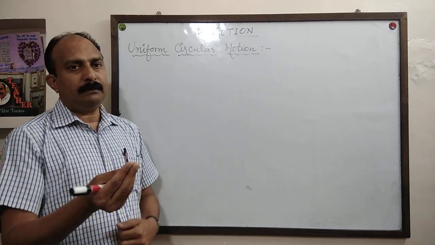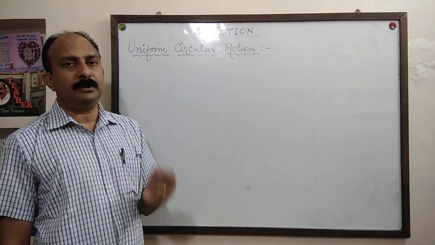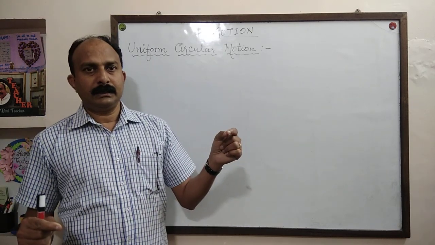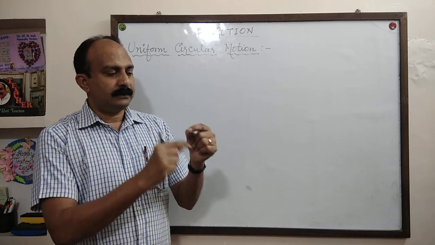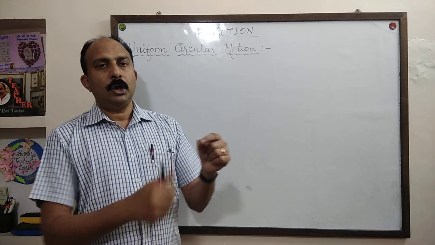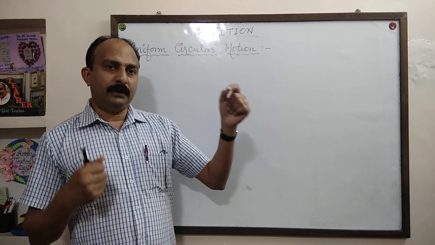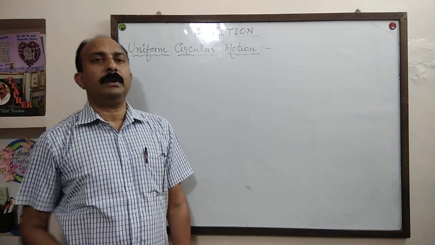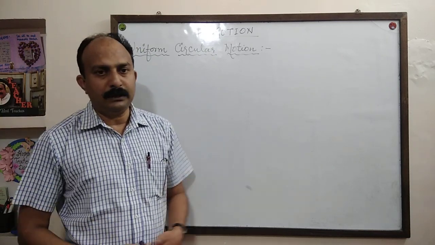I will explain some of the properties of uniform circular motion with an example. Take a piece of thread and tie a small stone at one end of the thread. Hold the other end of the thread in your one hand and rotate it above your head. You might have done it in your childhood.